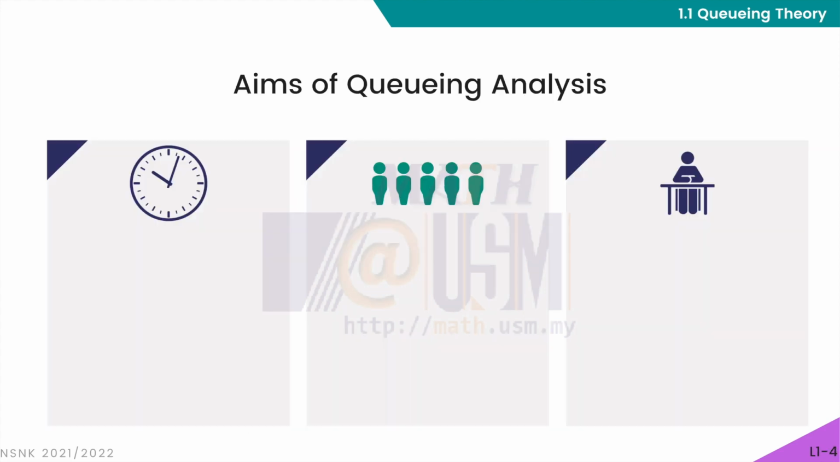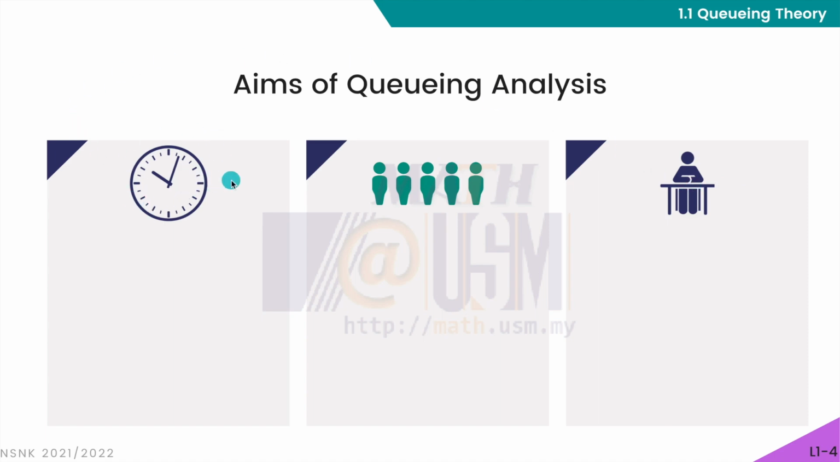The aims of queuing analysis basically revolve around three things. First, we want to look at the time. Second, we want to look at the behavior of the customer, and then we want to analyze the behavior based on the server.